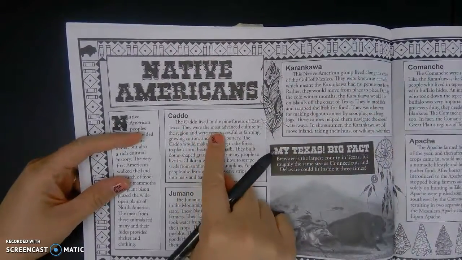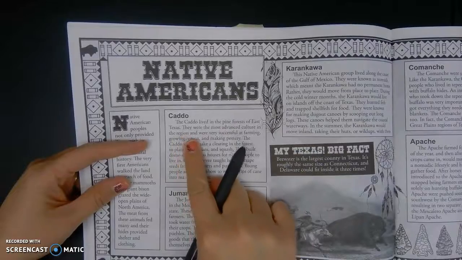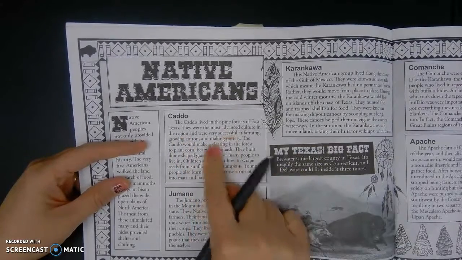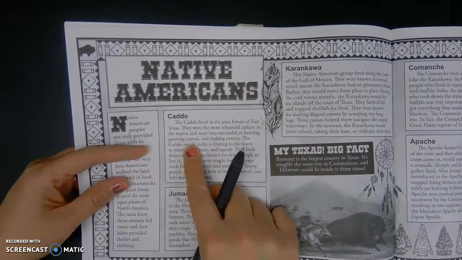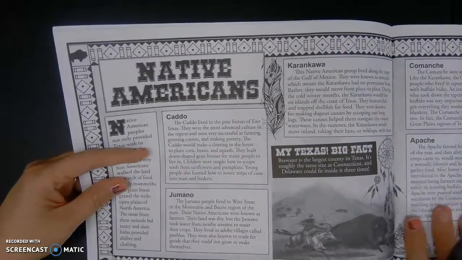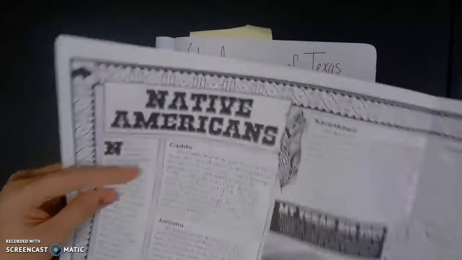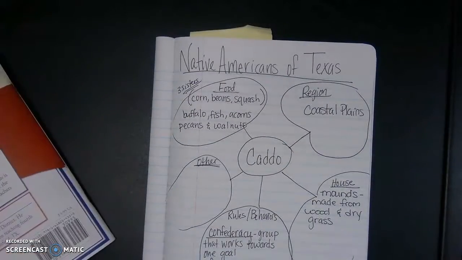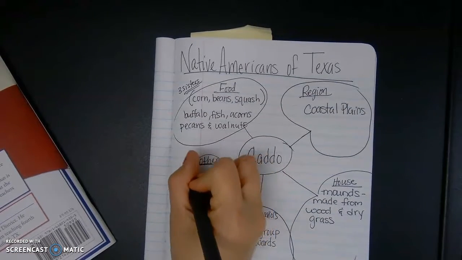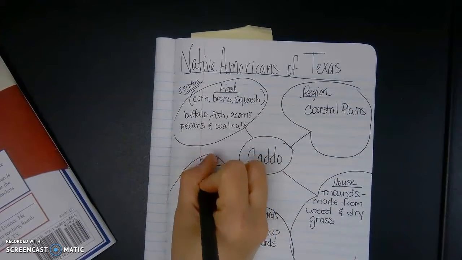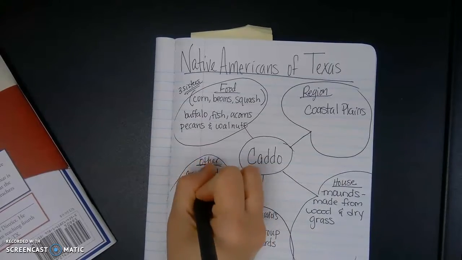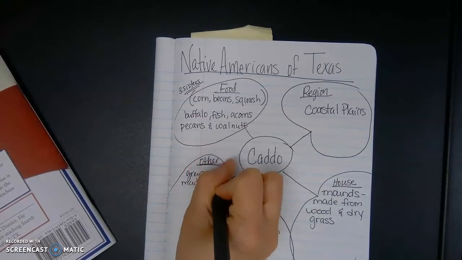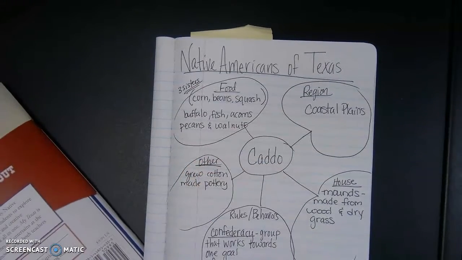The Caddo lived in the pine forest of East Texas. They were the most advanced culture in the region and were very successful at farming, growing cotton, and making pottery. Ooh, okay. So, growing cotton and making pottery. That might go here. Grew cotton, made pottery. Okay, I think that's pretty interesting.